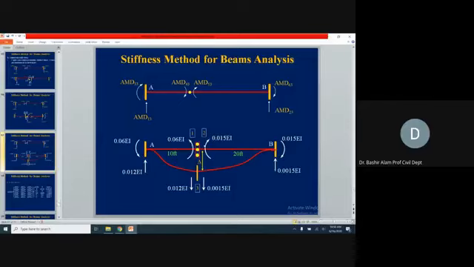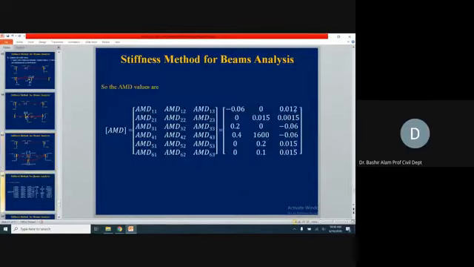Now, already you have these values. From here, if you remember, the third column of the stiffness matrix was generated. So now the third column of the AMD matrix we are generating from here. This will become your AMD13, and this will become your AMD32. And this way we complete the AMD matrix.